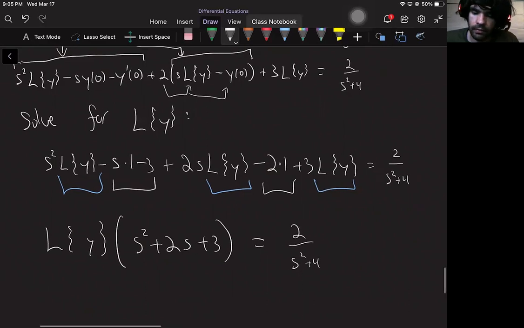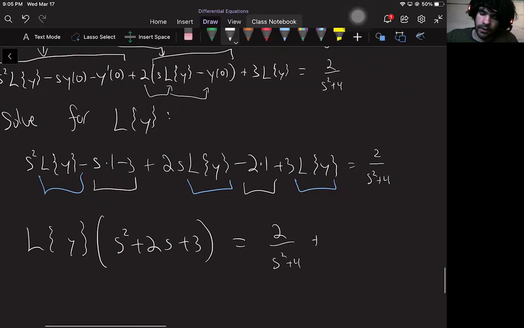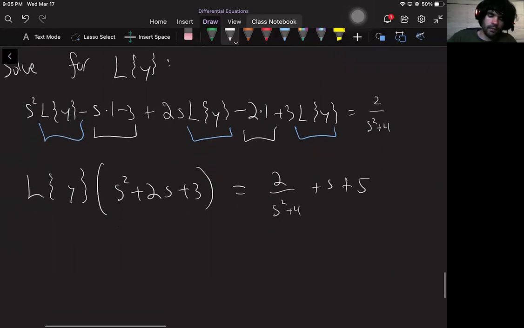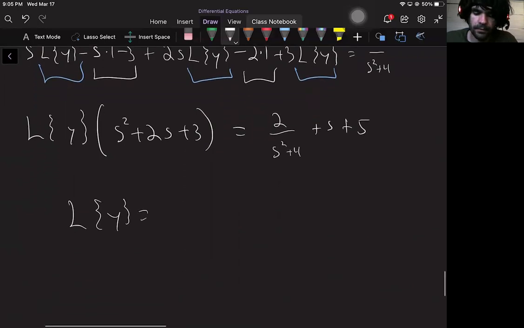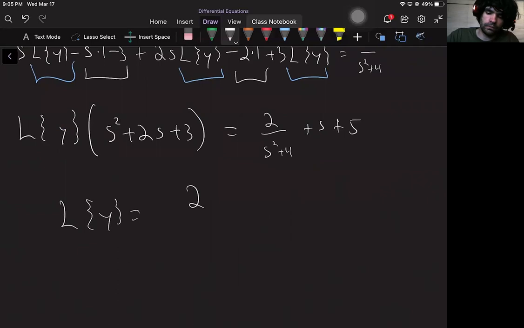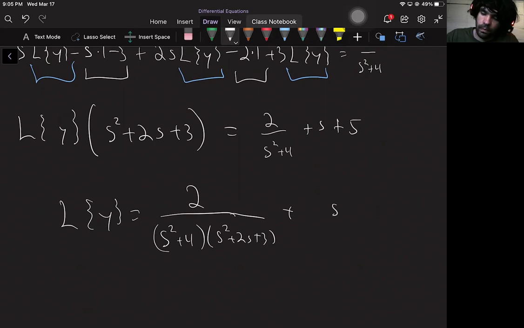So that would be what? Minus, would be plus s. And then I have a minus 3 and a minus 2, which is a minus 5. So I add that 5 to the other side. And then if I divide by this thing, I'm going to do it like this, keep my algebra nice and clean.